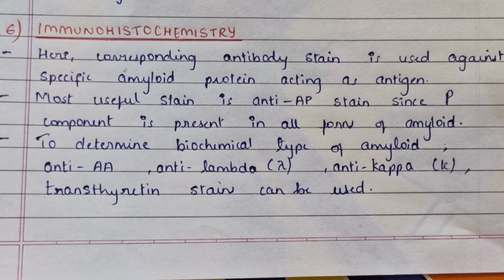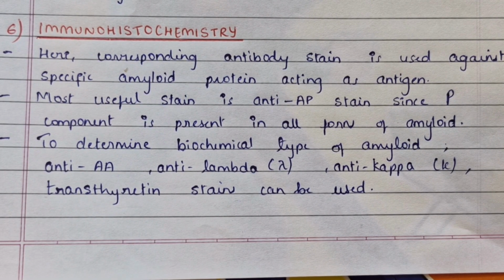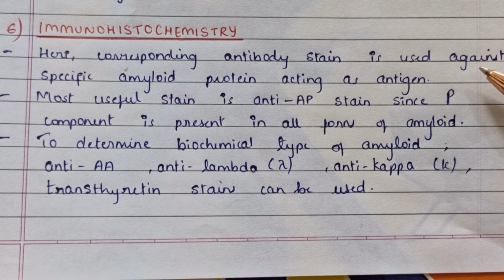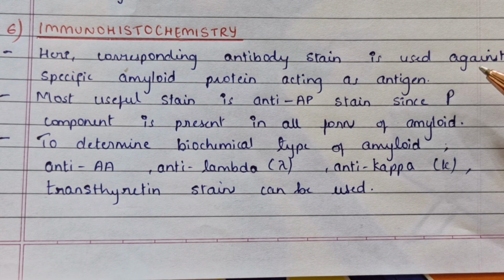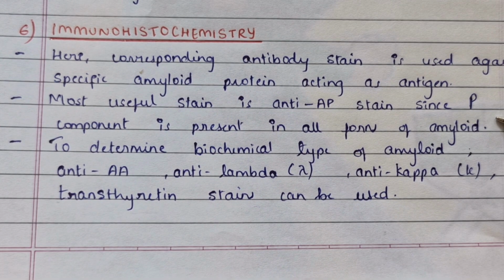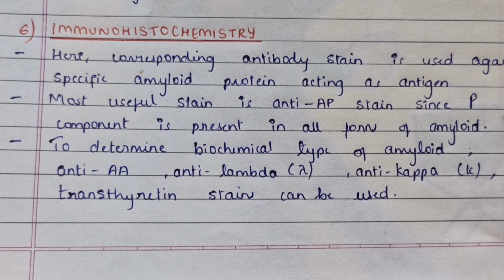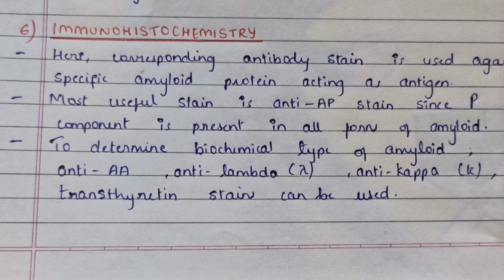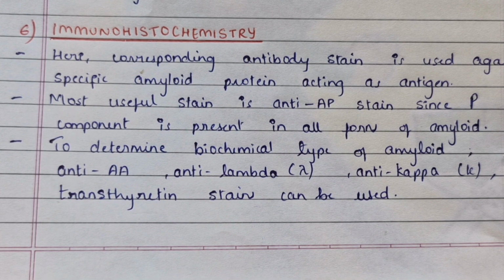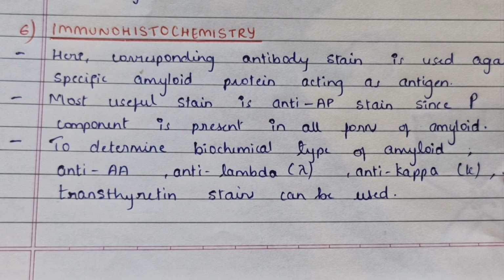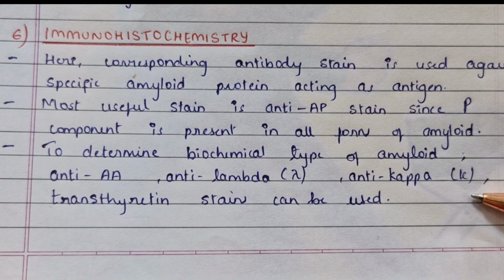The sixth one is immunohistochemistry. Here, a corresponding antibody stain is used against a specific amyloid protein acting as antigen. The most useful stain is anti-AP stain since the P component is present in all forms of amyloid. To determine the biochemical type of amyloid, anti-AA, anti-lambda, anti-kappa, and transthyretin stains can be used.